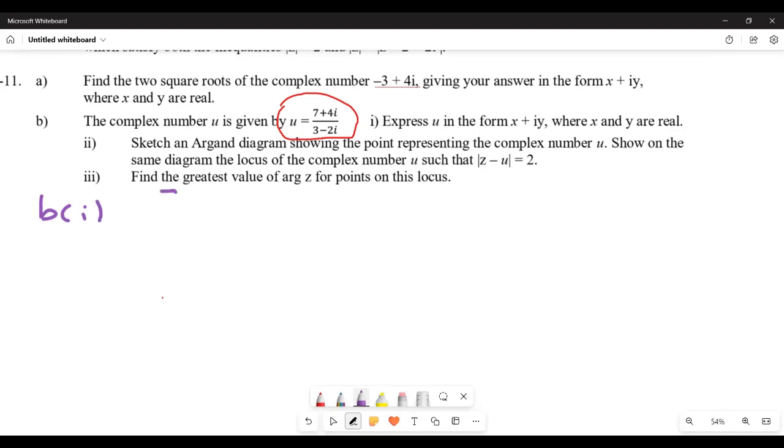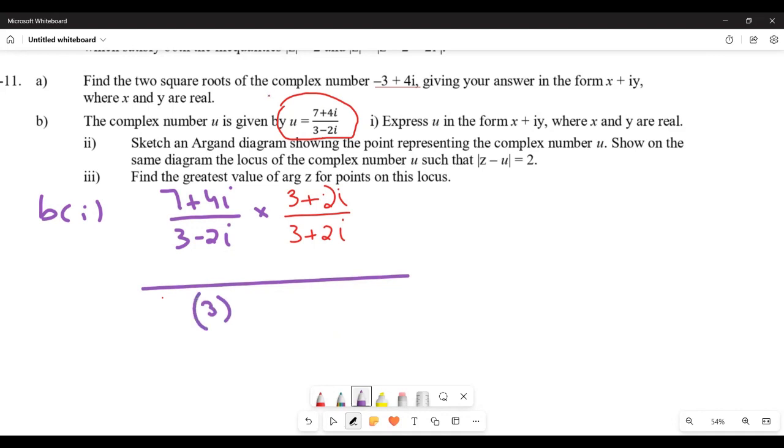Okay, so u is (7 plus 4 iota) over (3 minus 2 iota). When we're rationalizing it, that means we're getting rid of the iota term in the denominator, so we multiply and divide with the conjugate pair. The conjugate of the denominator, 3 minus 2 iota, would be 3 plus 2 iota. So it's going to be a square minus b square, and then 7 plus 4 iota times 3 plus 2 iota.